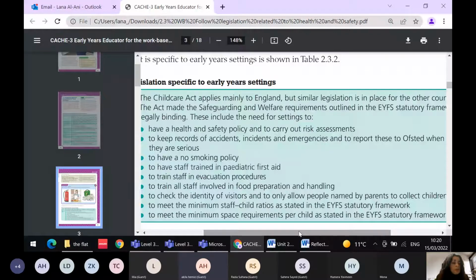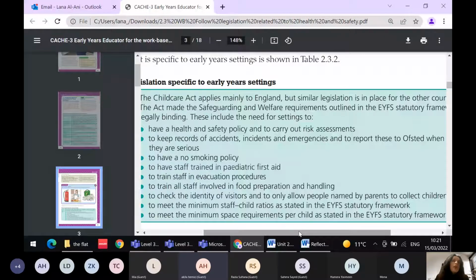And also the minimum staffing for childcare, the minimum statutory requirements that they know. So what's the minimum? They need to be trained. What type of training? What's the minimum requirement for them to work in this sector?